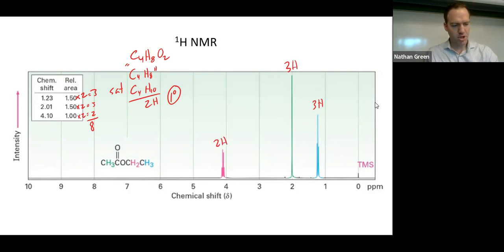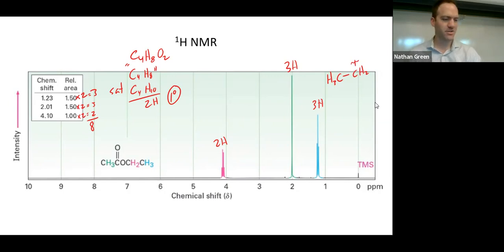Somebody tell me about this peak in blue. What has 2 neighbors? A CH3, smart student. A CH3 has 2 neighbors, right? So CH3 with a CH2 next door. And I don't know what else is beyond that. I wrote a CH3 here because there are 3 protons from this. And I gave it a CH2 because there are 3 peaks to that signal.